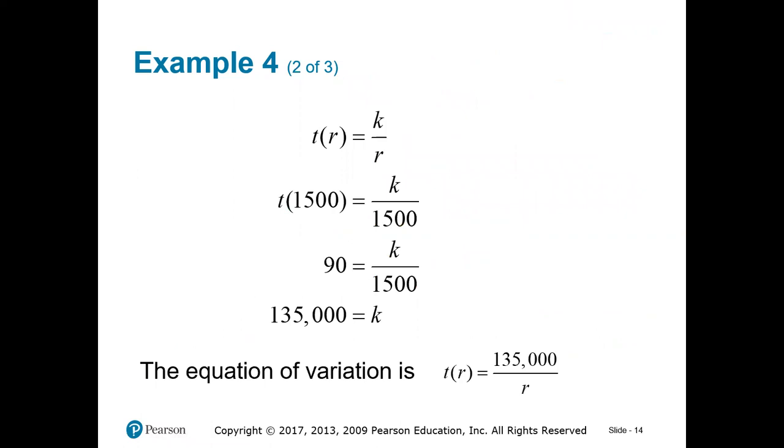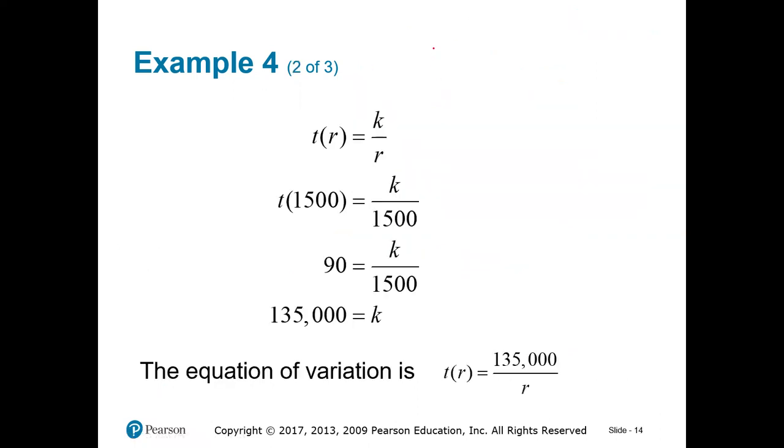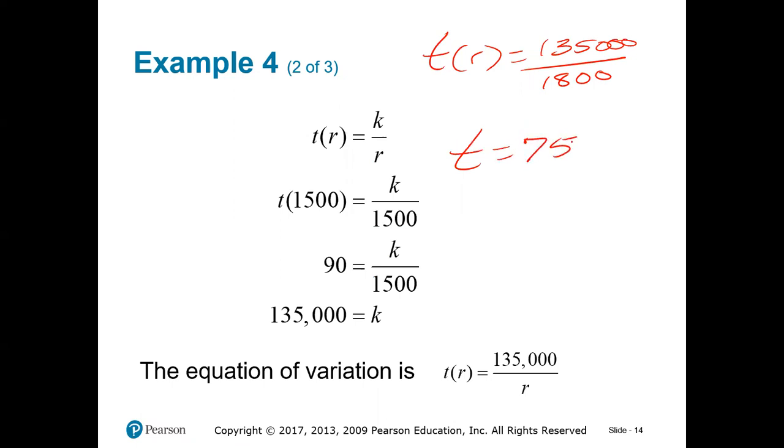So when I take that next part, let's go back, and it wanted to know how long will it take to fill the pool at a rate of 1,800 liters per minute. So I'm going to take this next screen. I have T of R is equal to 135,000 divided by the 1,800. And when I do that, now I get a time of 75. So this will take 75 minutes to fill the pool at a rate of 1,800 liters per minute.